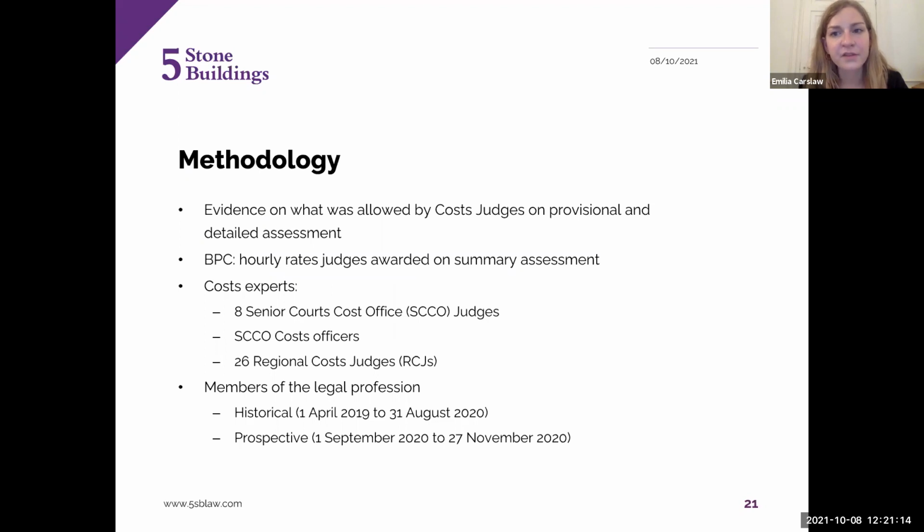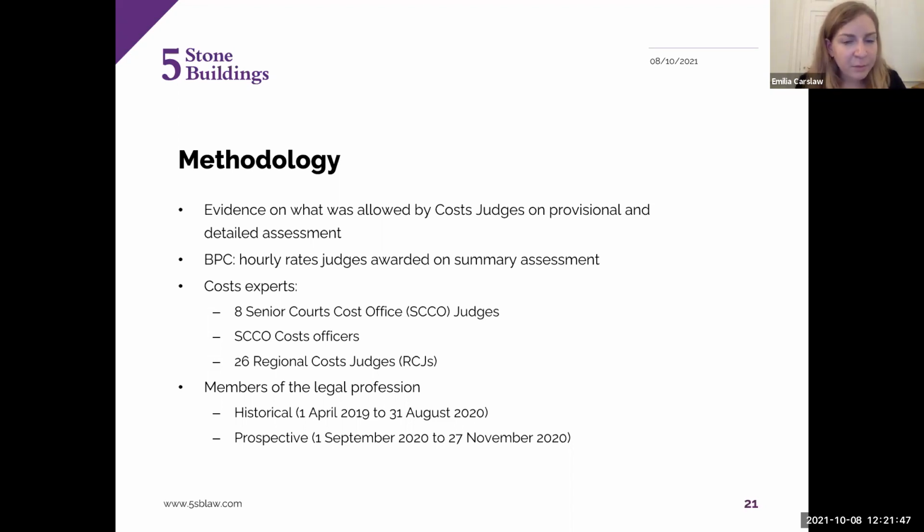So rather than the Foskett expensive time approach, they decided to seek evidence on what was in fact allowed by cost judges who had experience and expertise in reflecting what is reasonable and proportionate. The evidence was to be of the rates allowed on provisional and detailed assessment. They realised that they had to do something slightly different in the business and property courts. And so they sought evidence over a snapshot period of a few weeks on the hourly rates judges awarded on summary assessment cases in the BPC.